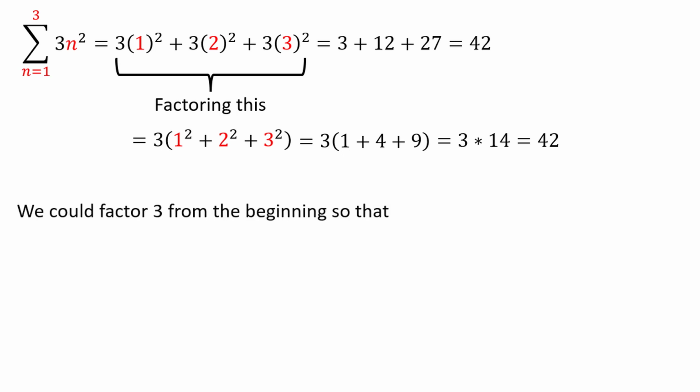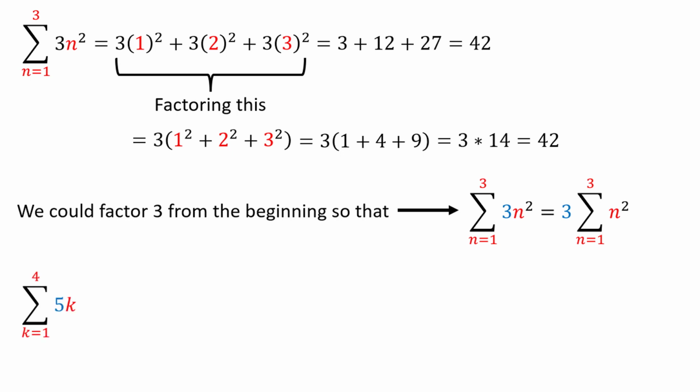We could factor out the 3 from the get-go, so that the sum from n equals 1 to 3 of 3n squared is equal to 3 times the sum from n equals 1 to 3 of n squared. Anytime you have a coefficient on the term related to the index, it can be pulled outside of the sum to multiply it. Here's another example.